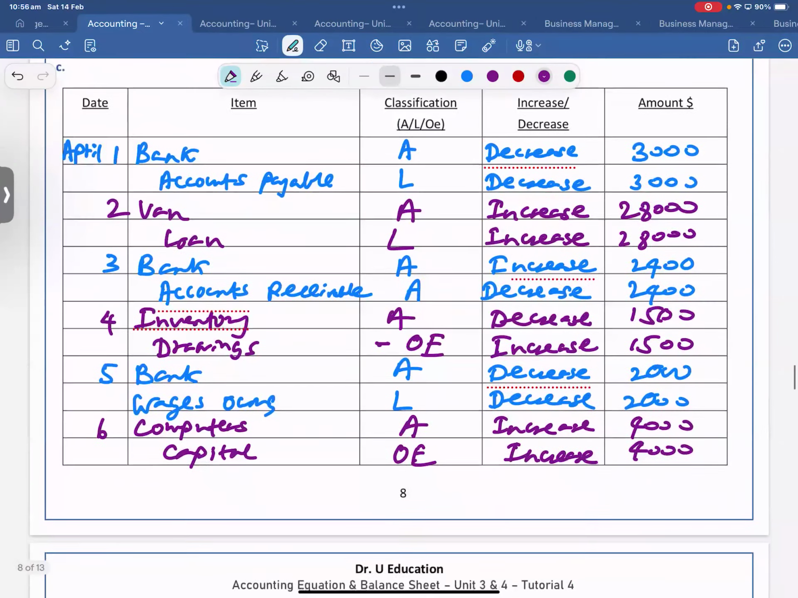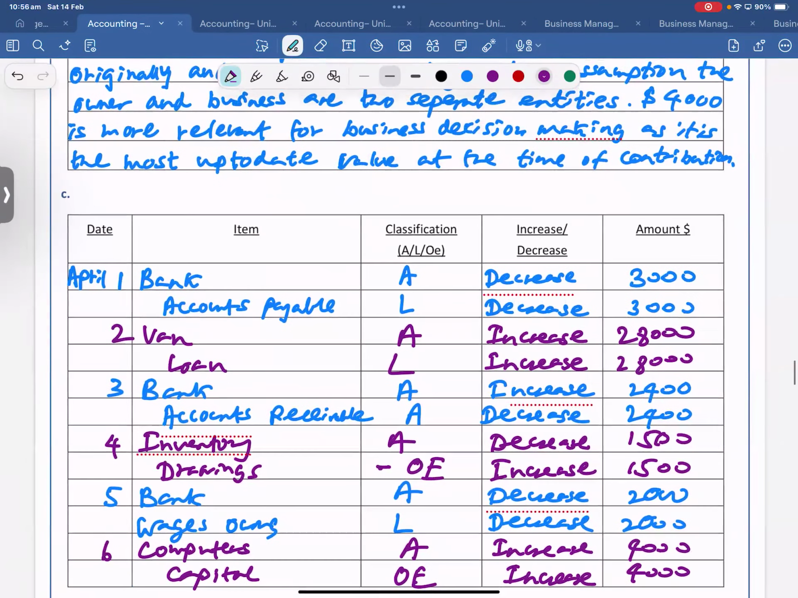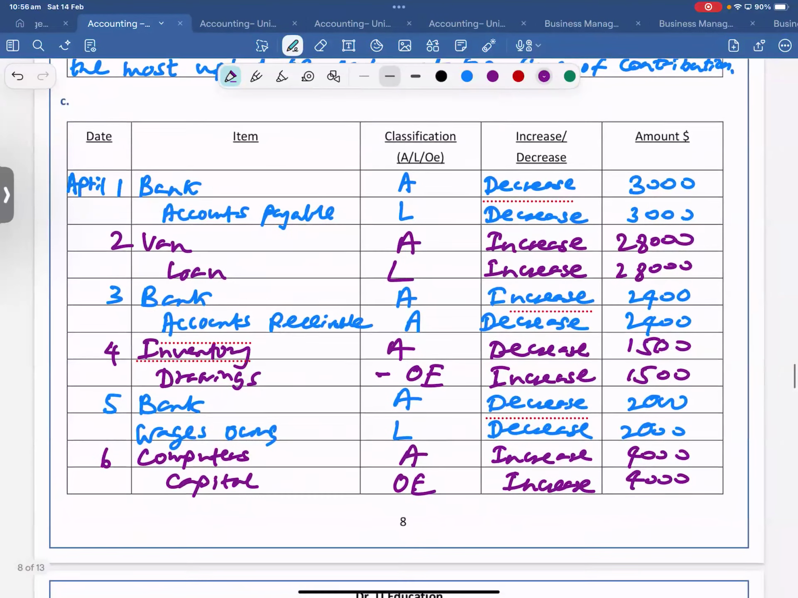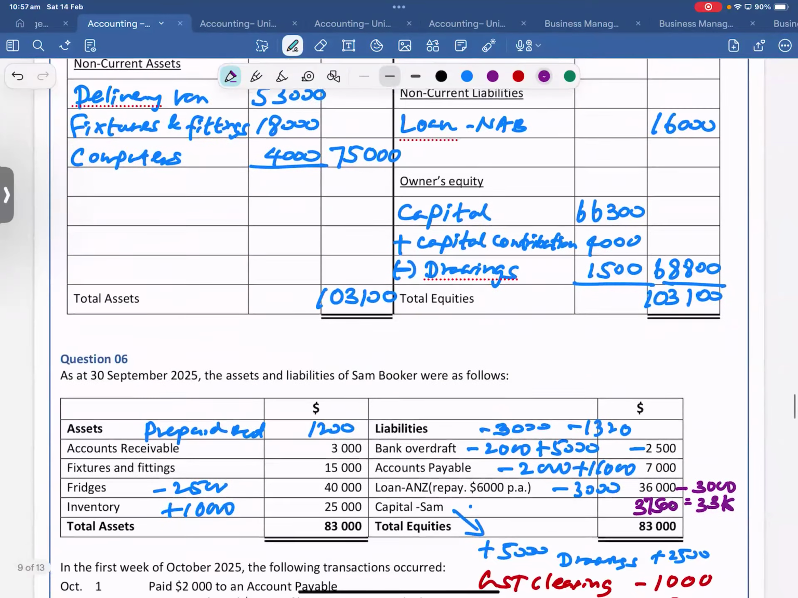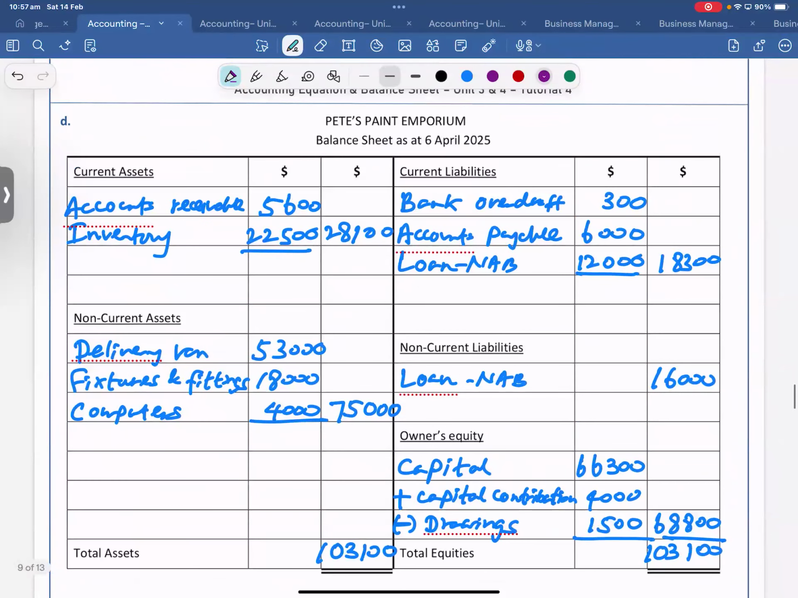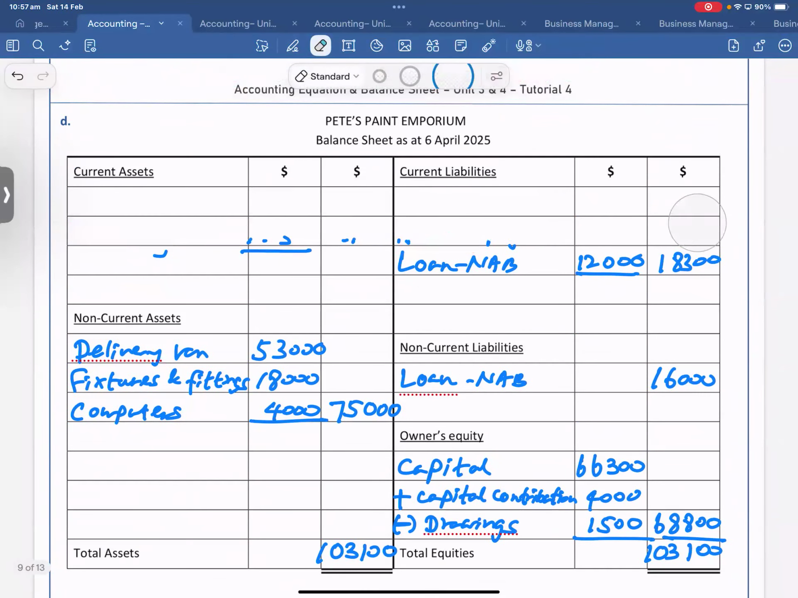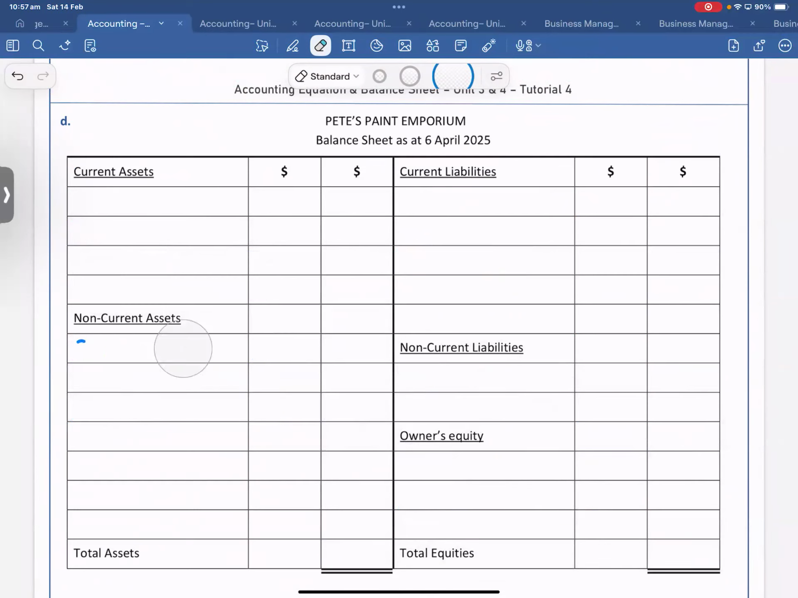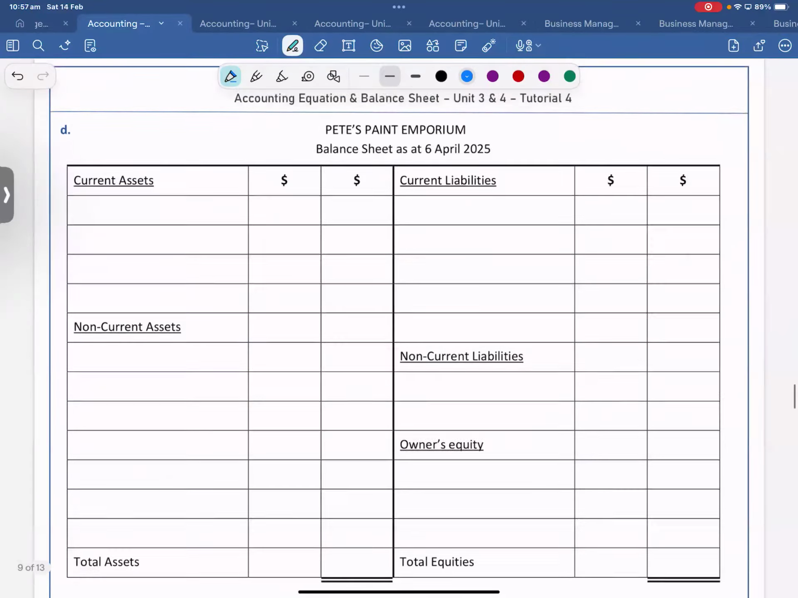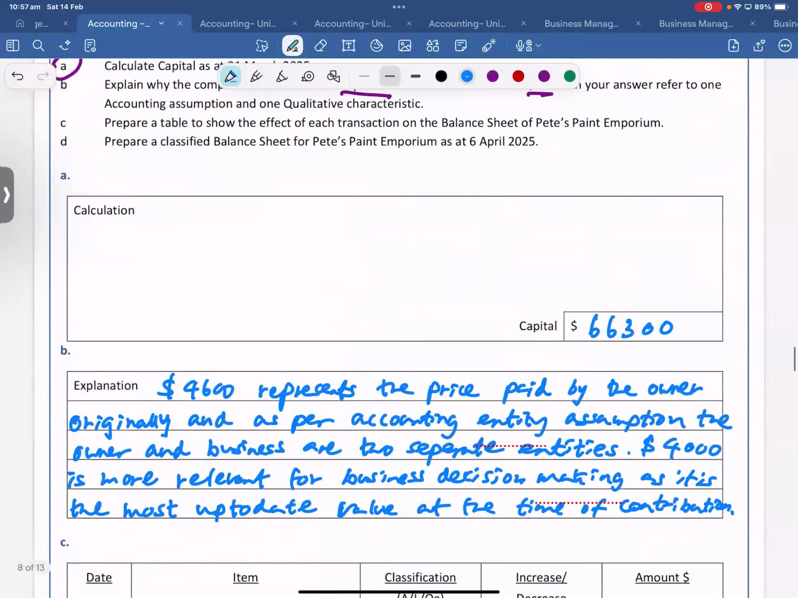Then I'll show you what we are going to do with the balance sheet. Now this is how I would do the balance sheet. I'll show you. Now look at this. This is what I'm doing. I will show you this time, but in the future you will have to do it by yourself.